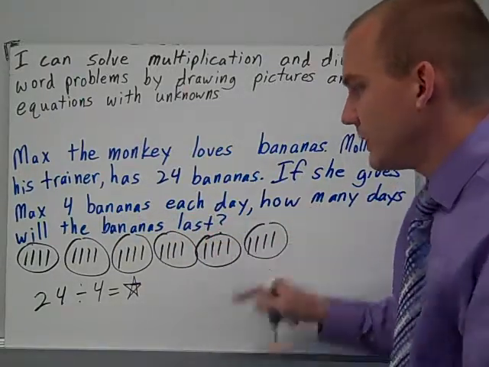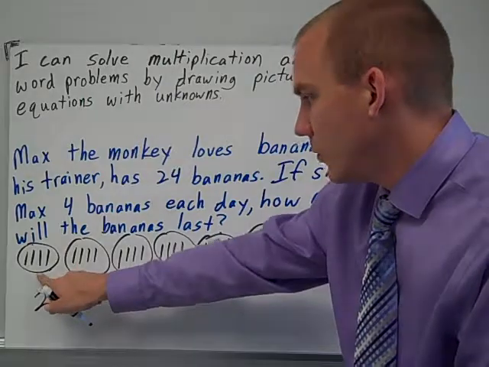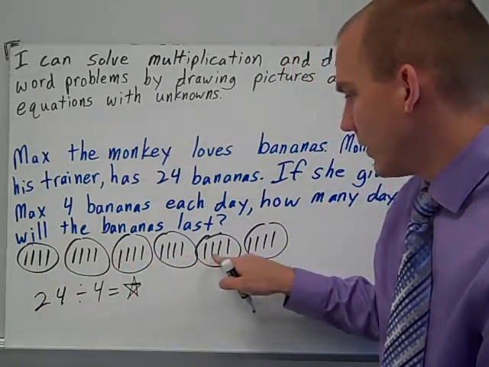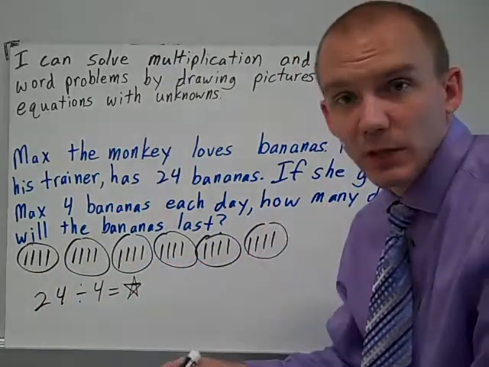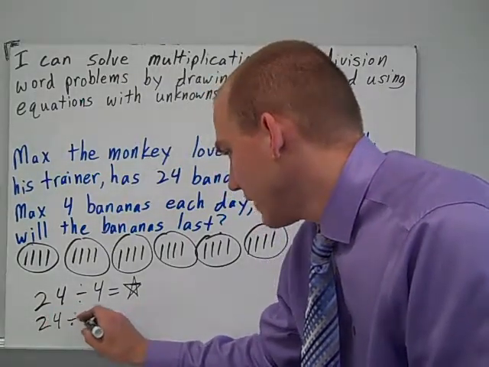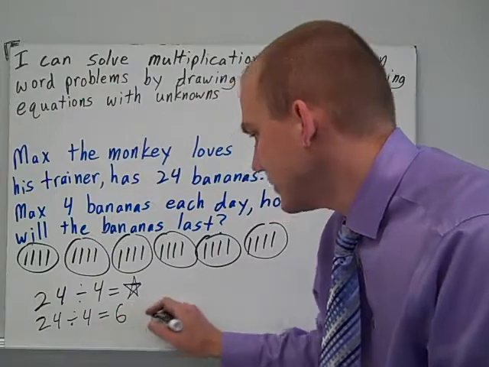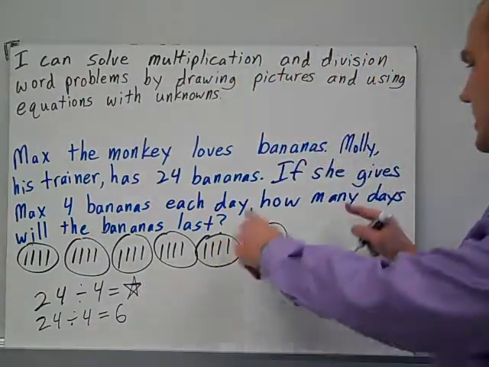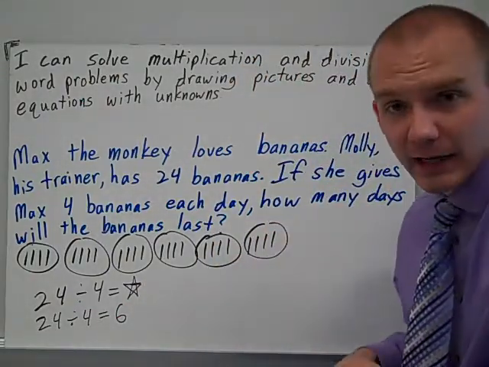That's star. So let's go back and count this. 1, 2, 3, 4, 5, 6. So the bananas will last 6 days. 24 divided by 4 equals 6, meaning that star equals 6, the number of days the bananas will last.